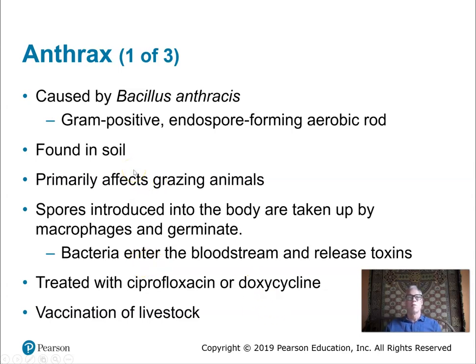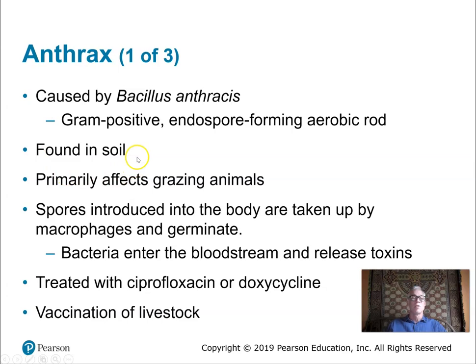Anthrax. We've encountered this one before, and this is a real bad one. When we learned about it, we talked about how important it was as an agricultural problem in Europe, and some of our historically famous microbiologists, pioneers, were interested in trying to figure out what to do about anthrax and how to identify its cause and treat it in livestock.